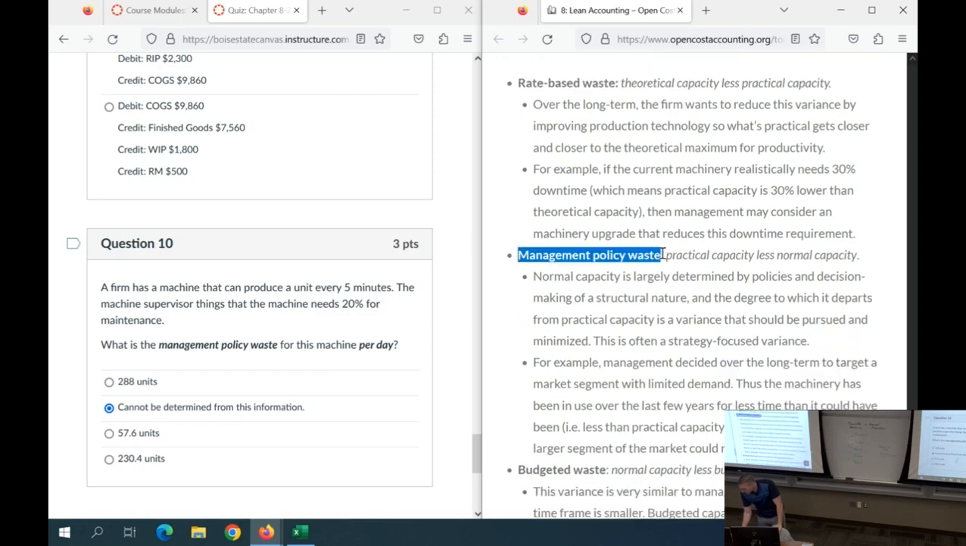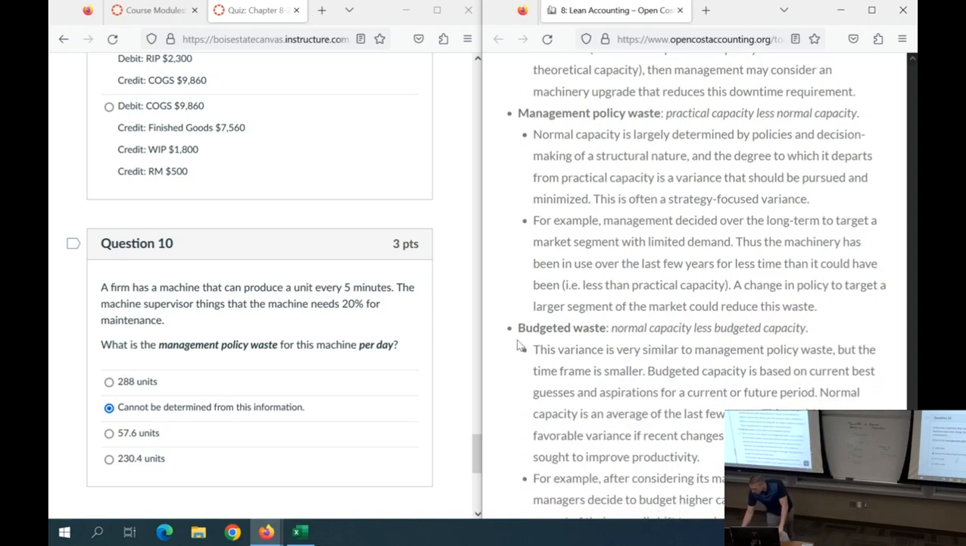Management policy: we'll try to create management policies that bring our norms, what we normally produce, closer to what we theoretically could do with proper maintenance. So we're going to make management policies that will help narrow this gap, which will pull everything below up as well. Budgeted waste: how can we set appropriate targets that don't deviate too far down from the normal? What can we do this period to set an appropriate target that maximizes what we can get through here, that will pull up budgeted.